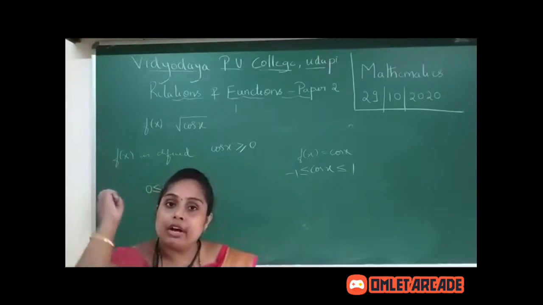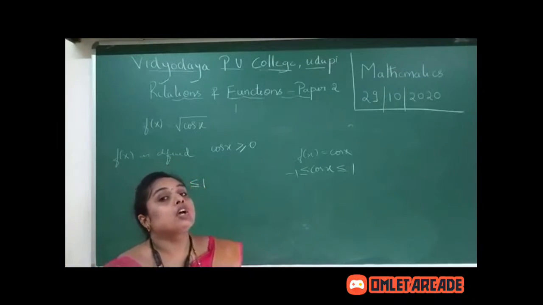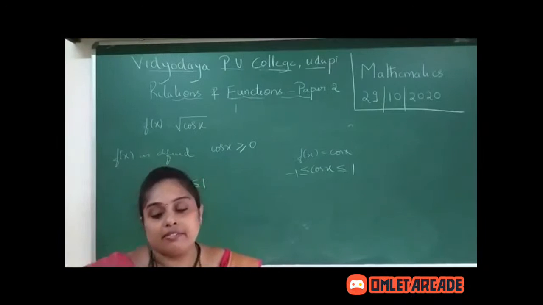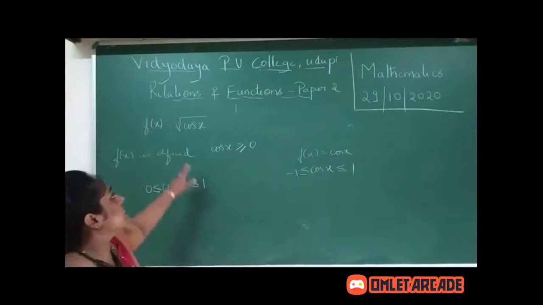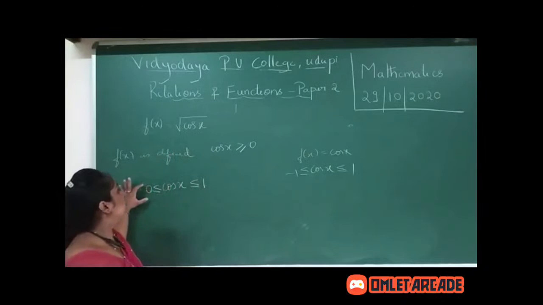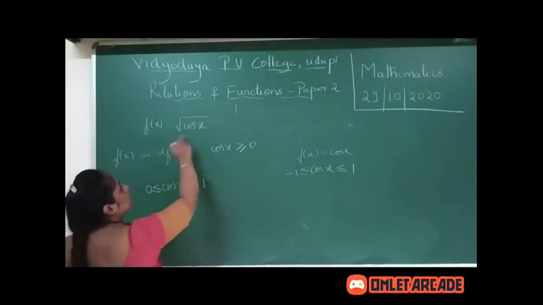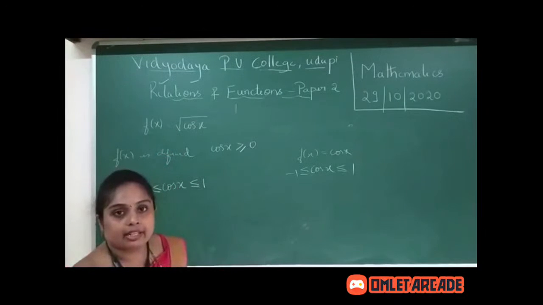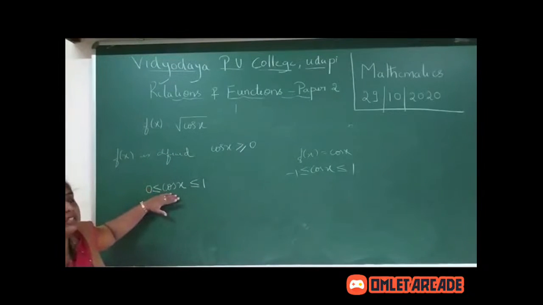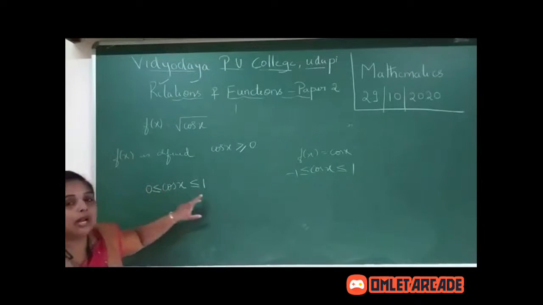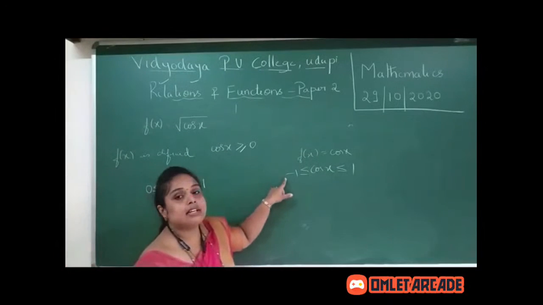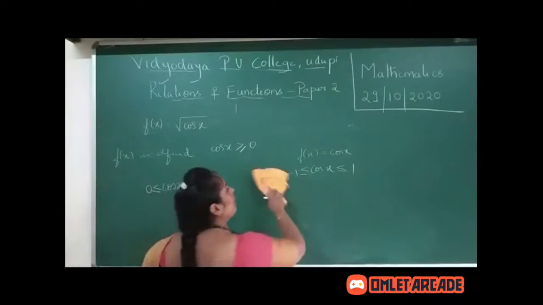It's not exceeding 1. Whatever value we substitute in the place of x, cos of any value will not exceed 1 and not exceed minus 1. Since I have root, it's between 0 and 1. I hope it's clear, because a negative value inside the root is not defined. So for root cos x, the cos x value lies between 0 and 1. For cos x, it lies between minus 1 and 1.